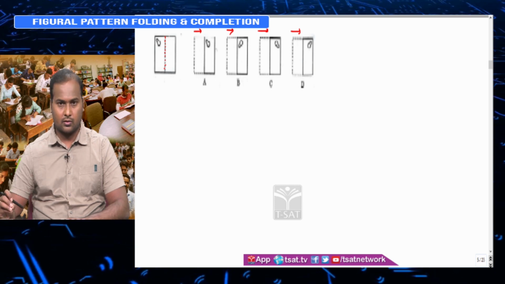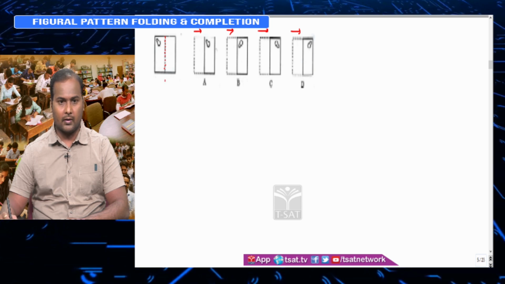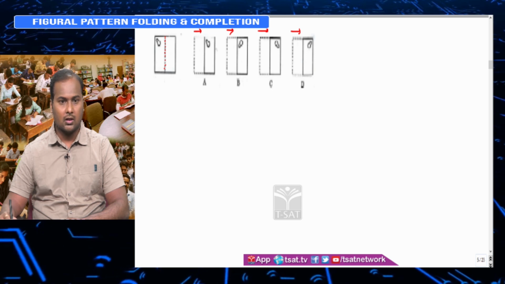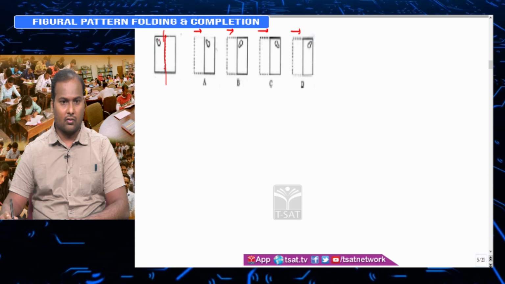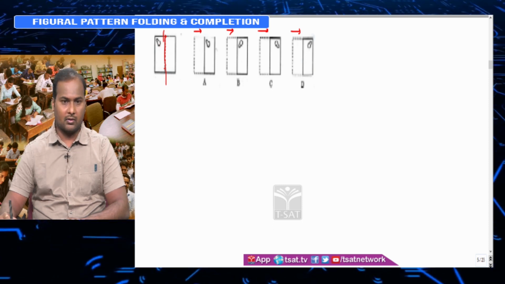It is a paper folding question. But still, you remember this line wherever he is folding as a mirror, then you will get the answer very easily. Let's see here. See here, if you take this particular line as a mirror, then whatever is near the mirror, keep near the mirror, and whatever is away from the mirror, keep away from the mirror.